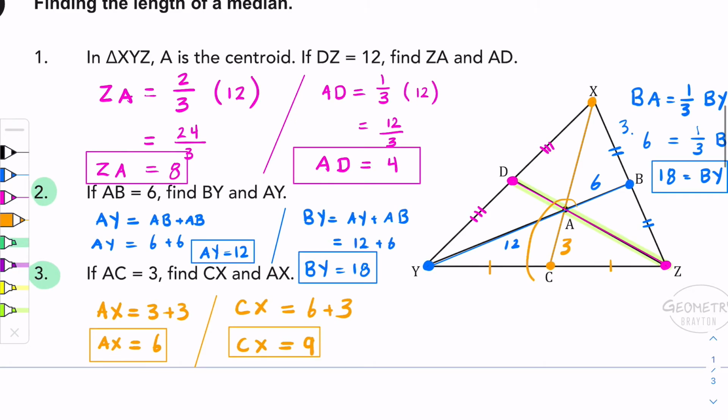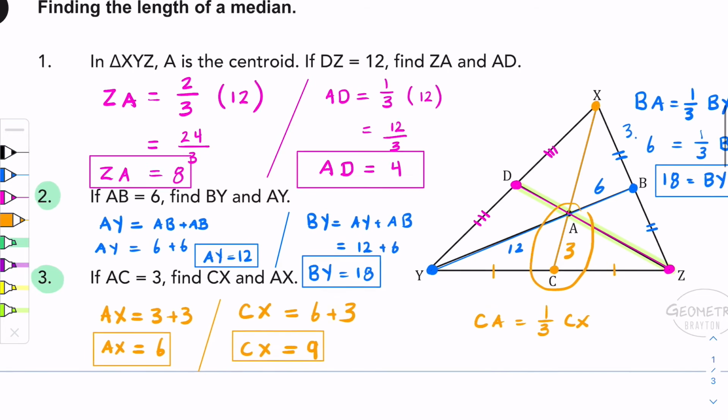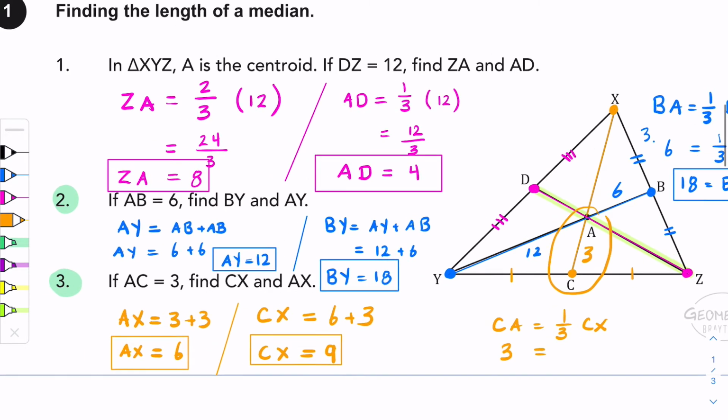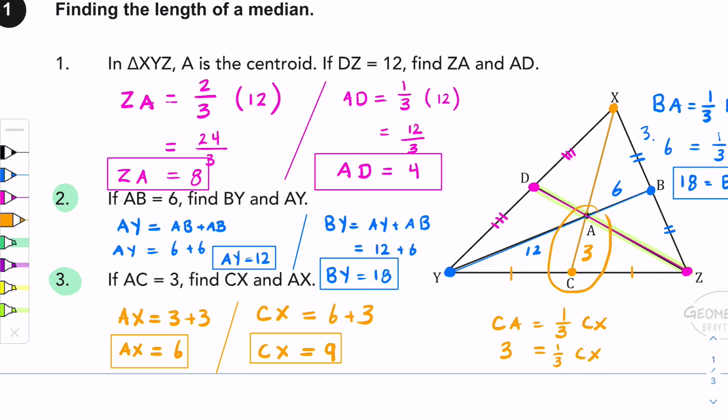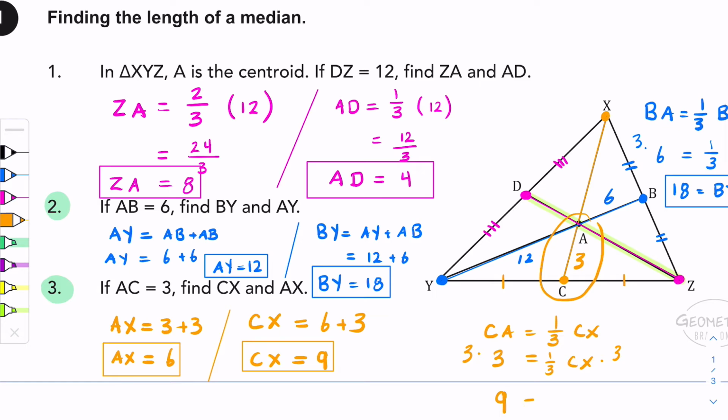Once again, we could have solved this differently. We could have said that CA is equal to 1/3 of CX. We could have substituted in the fact that CA is 3. 3 is 1/3 times CX. Multiply both sides by 3. 3 times 3 is 9. 9 is equal to CX. Same answer, different way of solving. So whether you want to use what you know and use basic math to just figure it out, which is what I did here, or you want to substitute into the formula, which is what I did there, completely up to you. You'll always end up with the same answer.